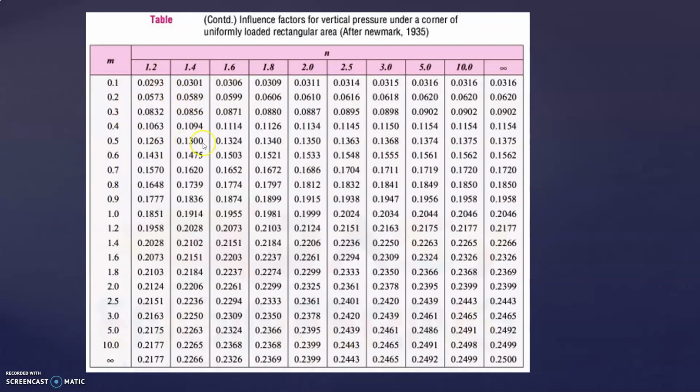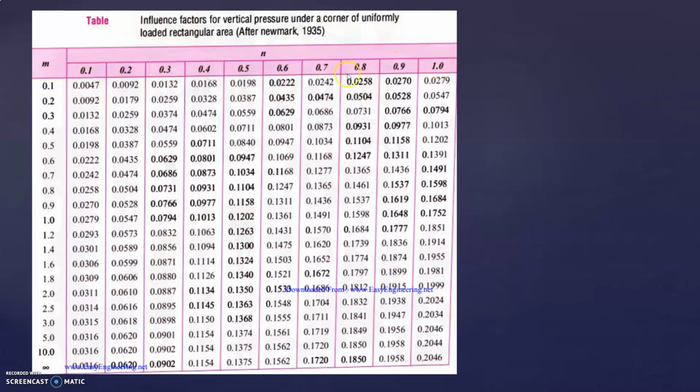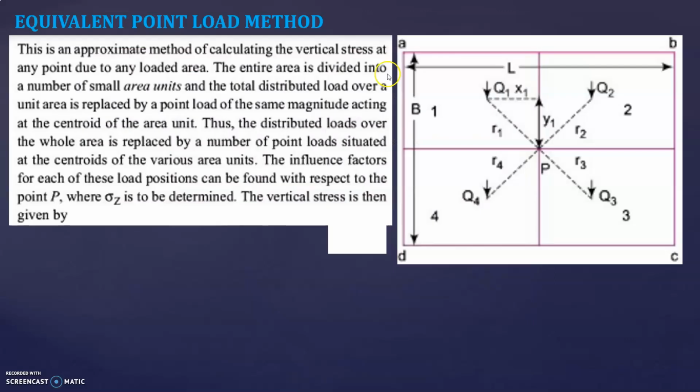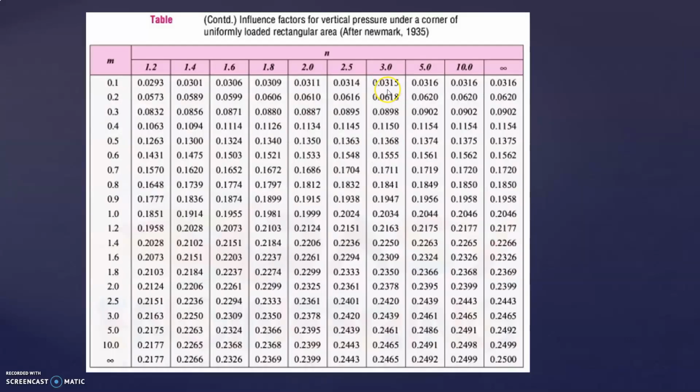This table is the continued table of influence factors for vertical pressure under a corner of a uniformly loaded rectangular area. Okay, so till this the N value is only till 1 here, and in this it is continued, N values 1.2, 1.4, 1.6 till 10. So if you have the M and N values, you can find the vertical stress. In this way, you can calculate the vertical stress under the rectangular loaded area.